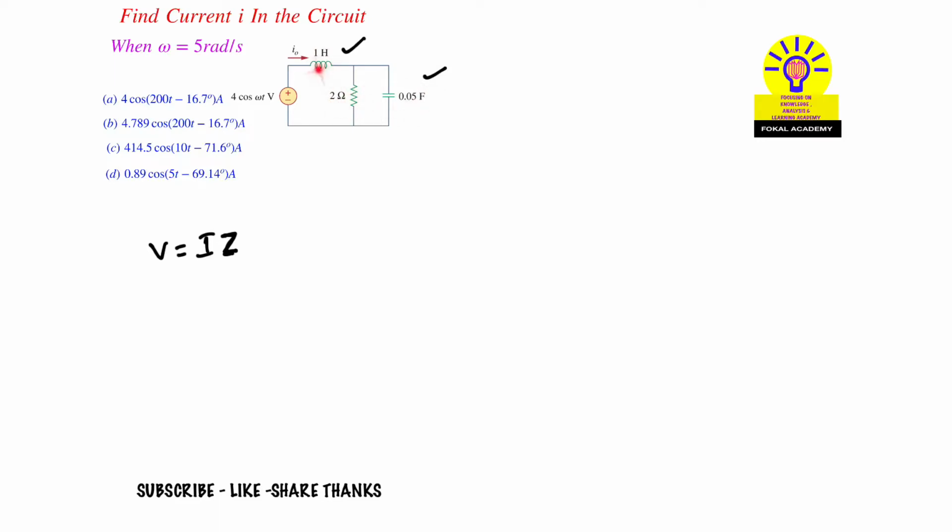So here inductance is given as 1 Henry. For an inductor the impedance is SL. S means j omega, into L, which is 1 Henry, and omega is given as 5 radians per second, means 5j. So this is the inductor impedance.